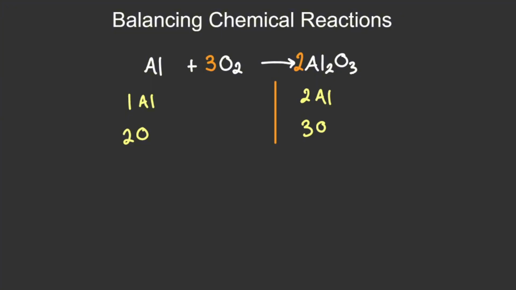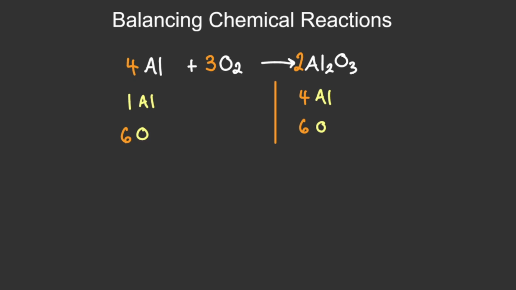Now our oxygens are actually balanced. Now the right side has 4. So we're going to change this because this is now 4. Change this because this is now 6. And then also change this because this is now 6. Now this is a very simple fix. Guess what? We need to put a 4 in front of the Al, and we are all balanced.